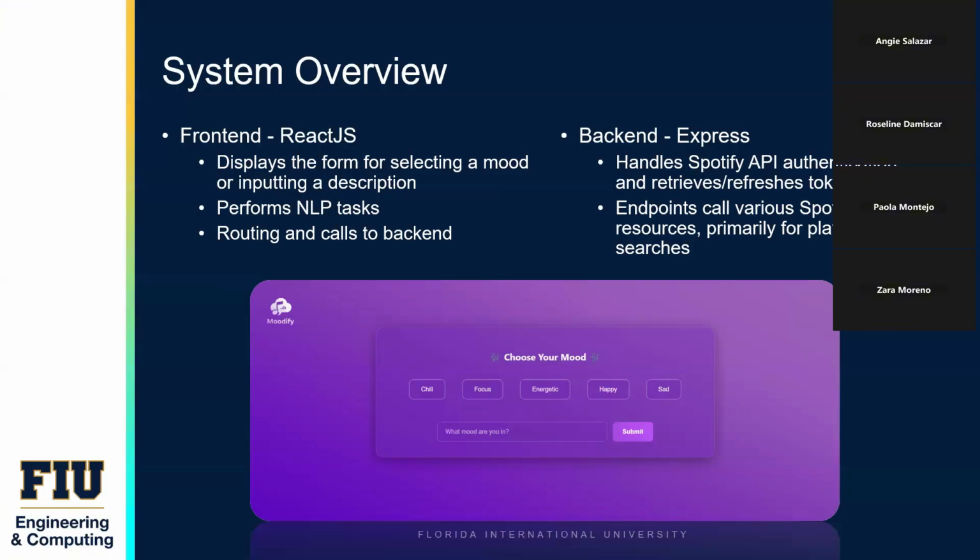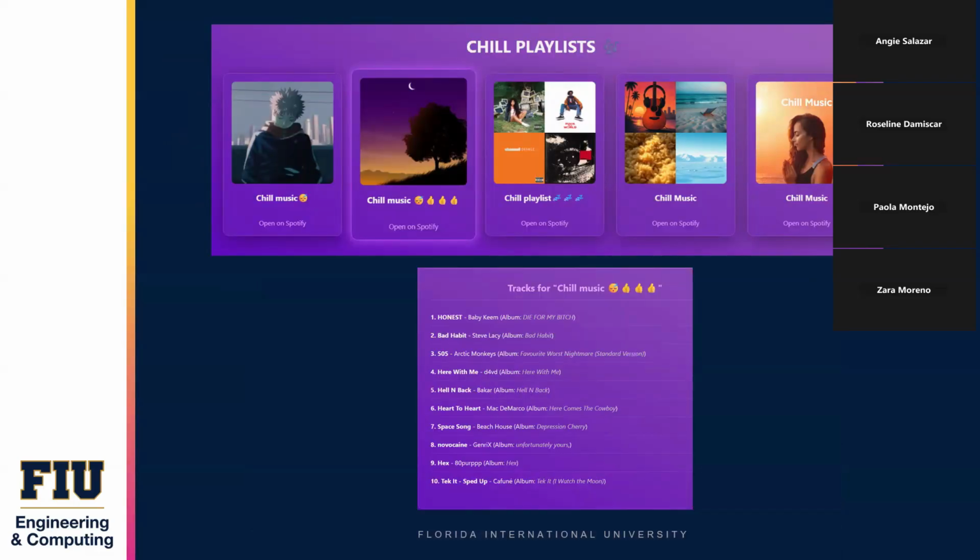This slide showcases the chill playlist. So if they selected the chill mood, then these 5 playlists would appear. And if the user clicks on one of those playlists, a track list of 10 songs shows up with the song name and the artist's name.